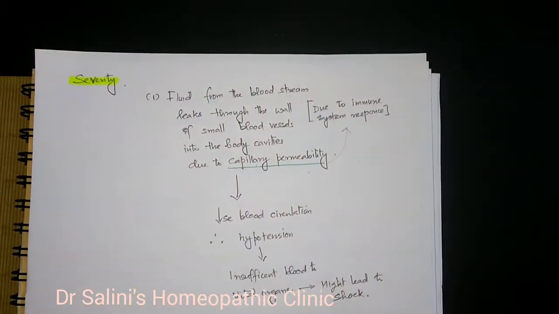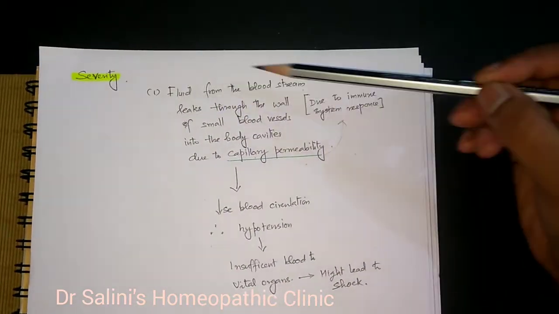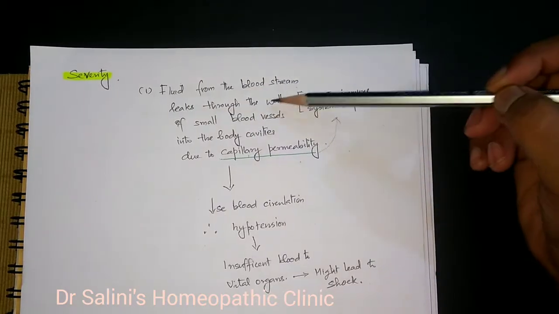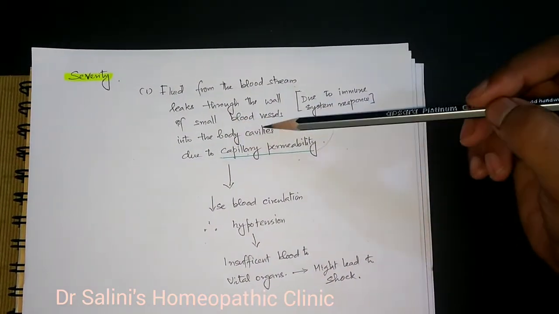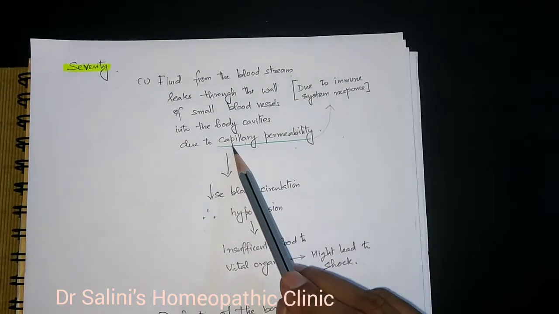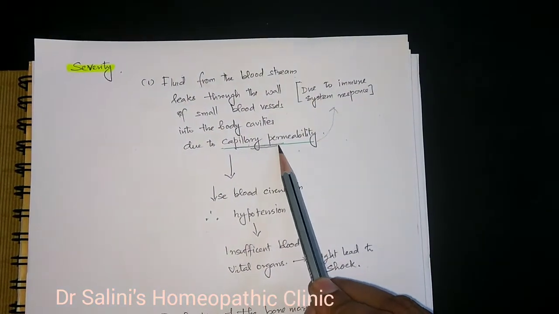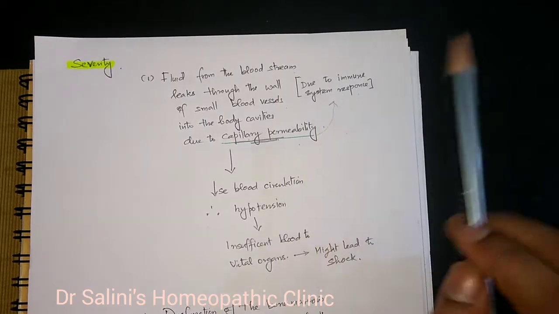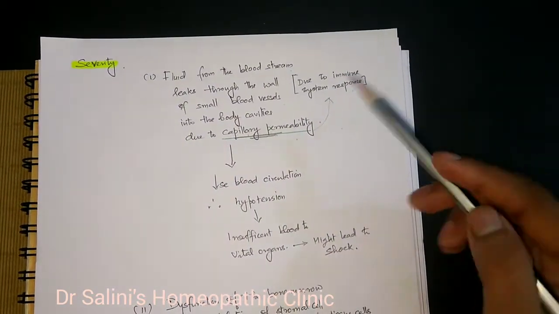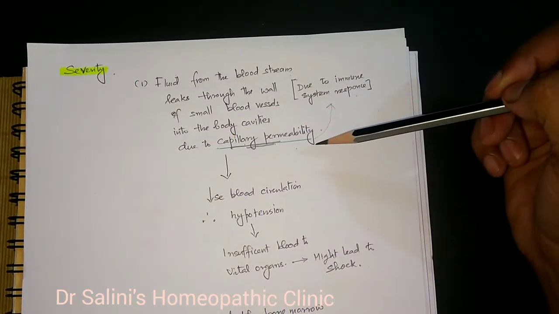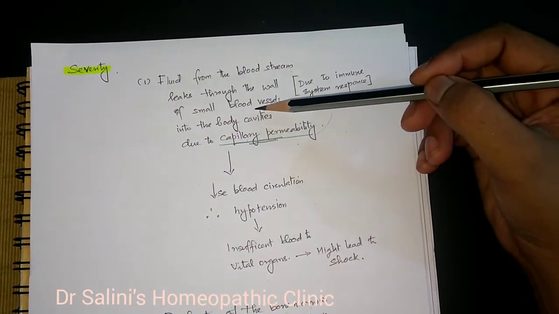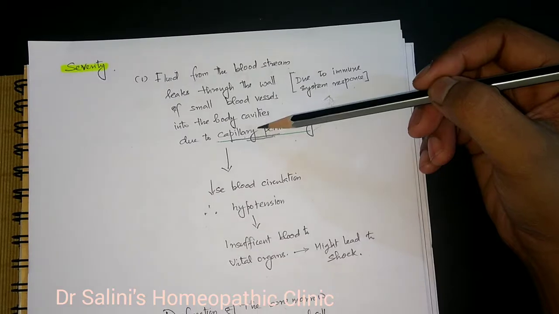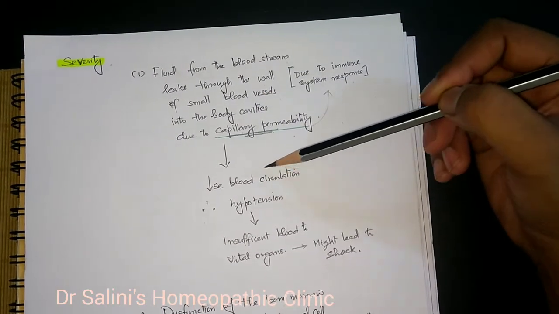Now what happens in the critical phase is fluid from the bloodstream leaks through the wall of small blood vessels, like I mentioned before, into the body cavities due to capillary permeability. This is a normal response of the immune system, where due to the capillary permeability, the fluid inside the blood vessels will be leaking outside into the cavities.